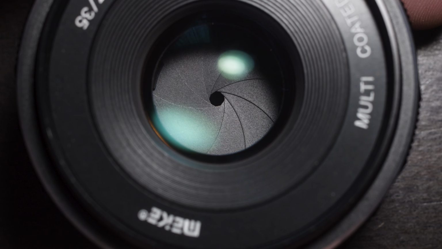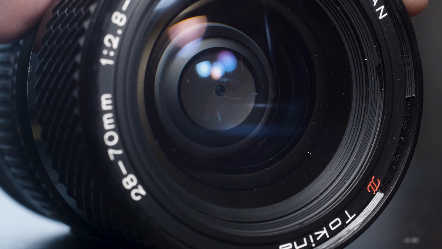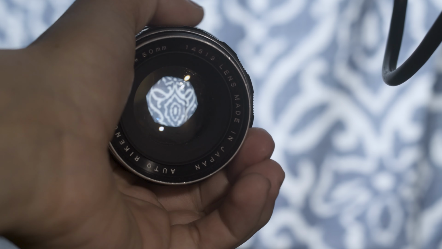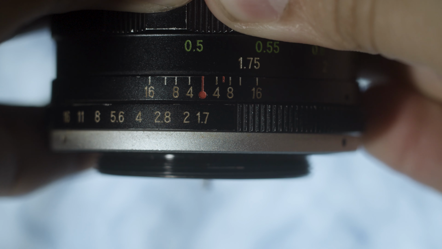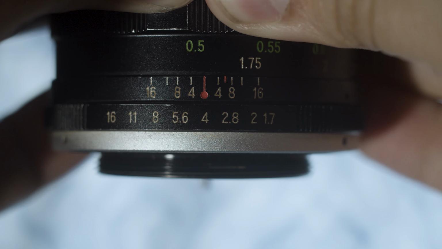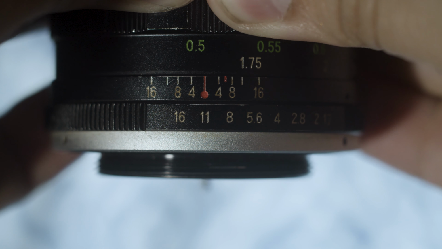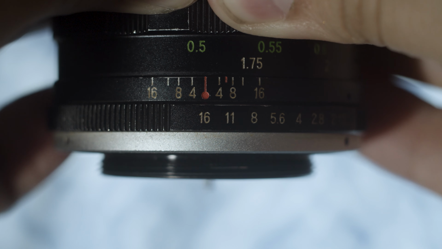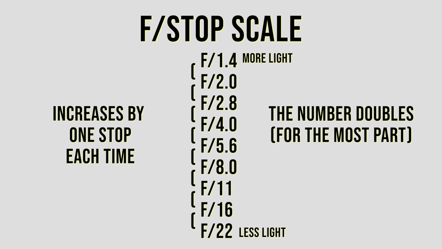Next is aperture, and aperture controls how much light is getting through the lens onto the sensor or film. The numbers are also measured in stops, but they're called f-stops. F-stops will also normally increase by one stop at a time, but also go by third stops on modern cameras. The lower the f-stop, the more light you're going to get, and the higher the f-stop, the less light you're going to get. For some reason, it's inverted that way.